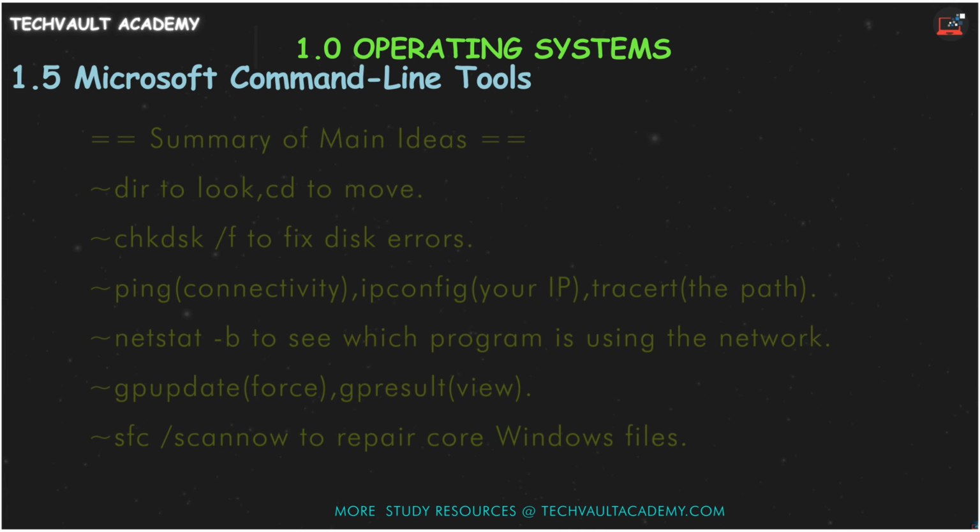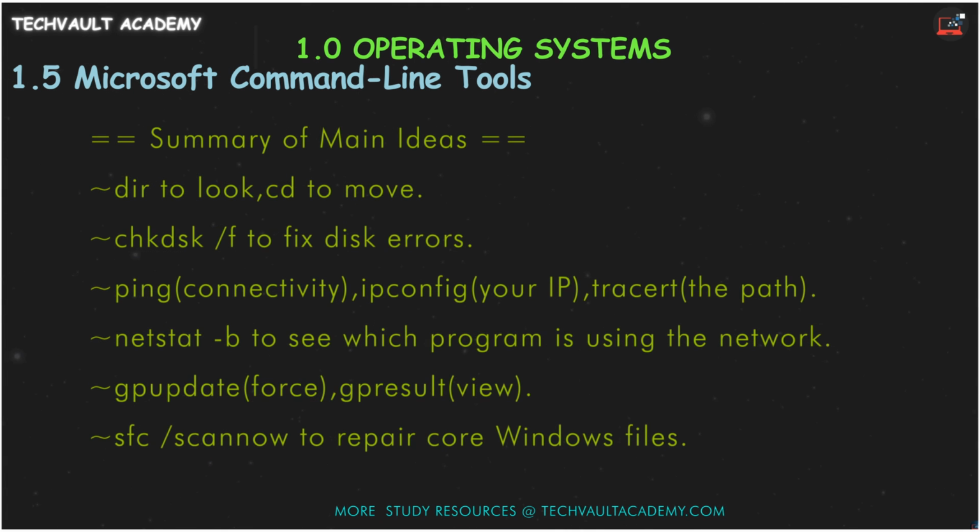To recap, for navigation, use dir to look and cd to move. For disk health, use chkdsk /f to fix file system errors. For network diagnostics, start with ping for connectivity, ipconfig for your own settings, and tracert or pathping to analyze the route. To see which program is making a network connection, use netstat -b from an elevated prompt. To manage group policy, use gpupdate to force changes and gpresult to see what's applied. And to repair corrupted Windows system files, your go-to command is sfc /scannow.